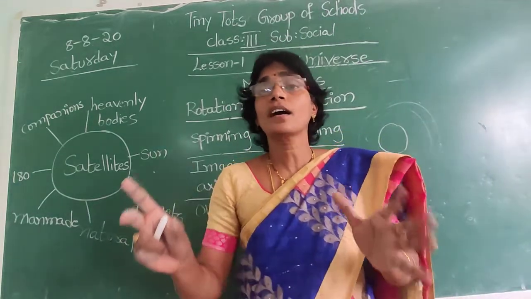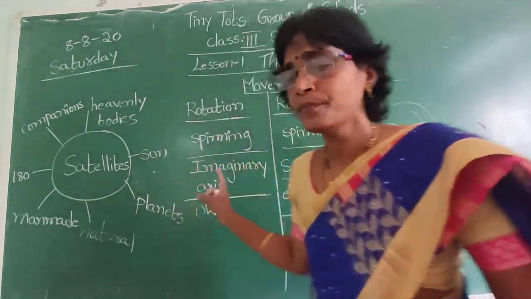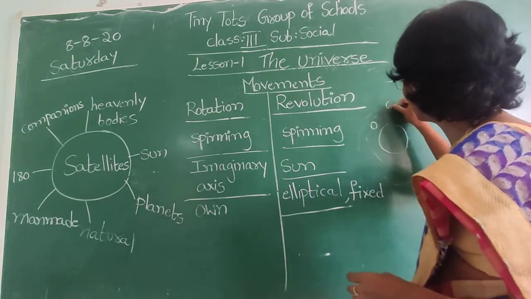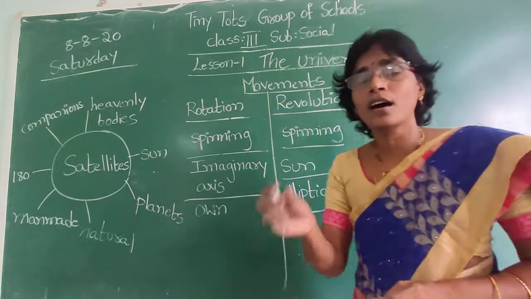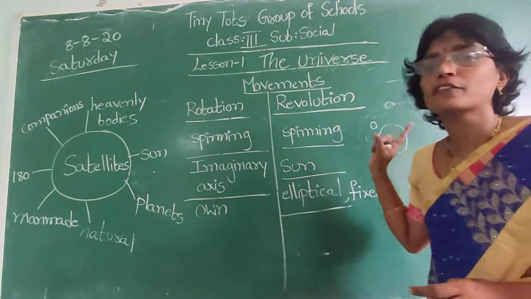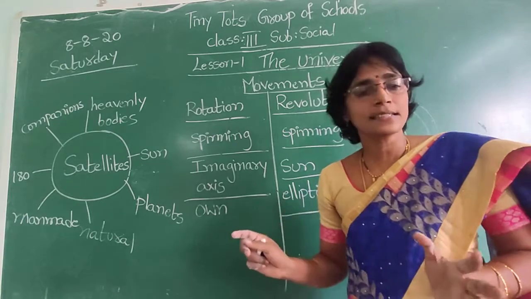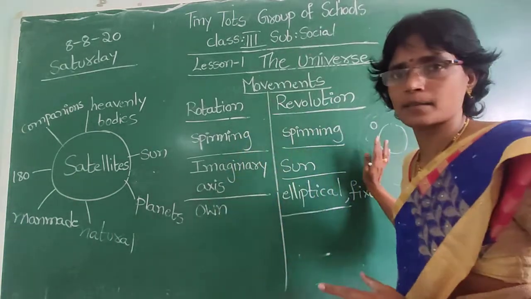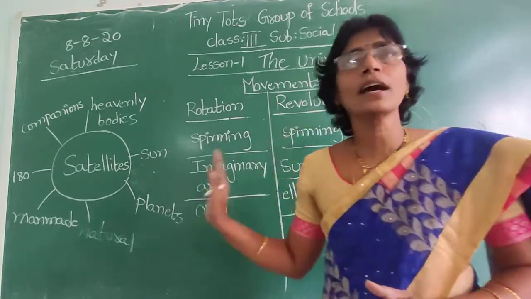So draw eight circles around the sun, and for each circle you draw one planet, and you write the name of the planet also. This is your homework. The homework is the solar system.